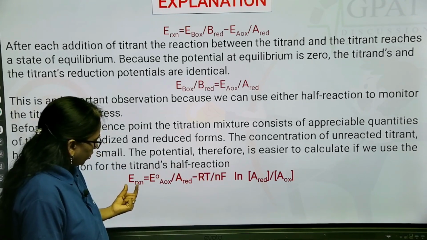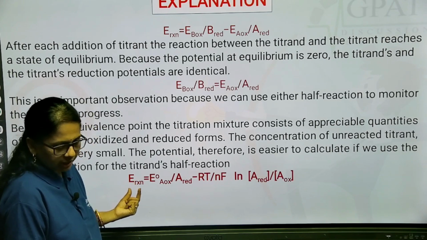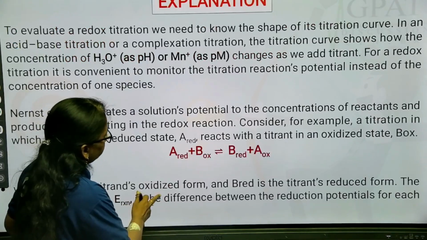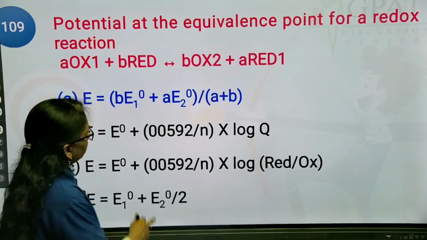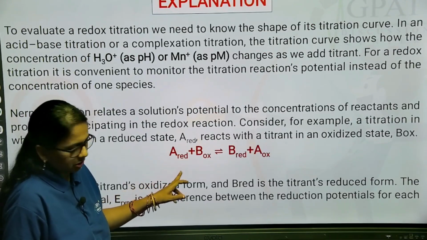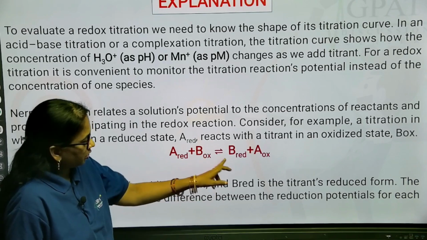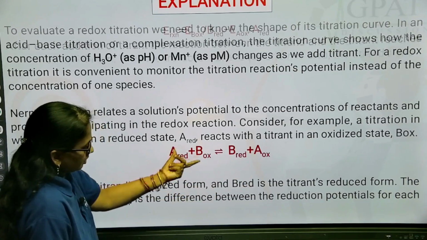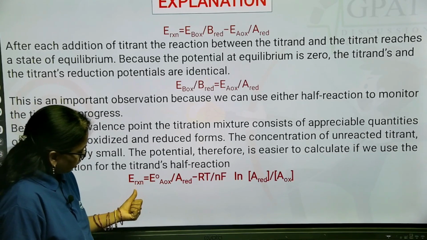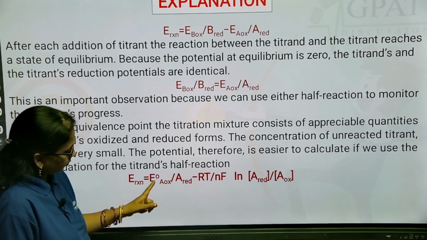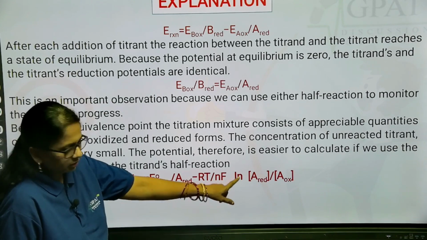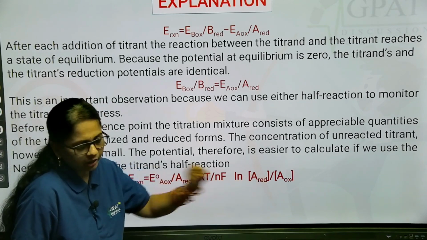Okay. So the total potential for the reaction can be written as follows. For this A type being the reduced form and B type being the oxidized form, you are going to see the reverse in the final products. Thereby, you write the potential for the reaction as equal to the potential for the reduced form minus RT by nF logarithm of A reduced by A oxidized.